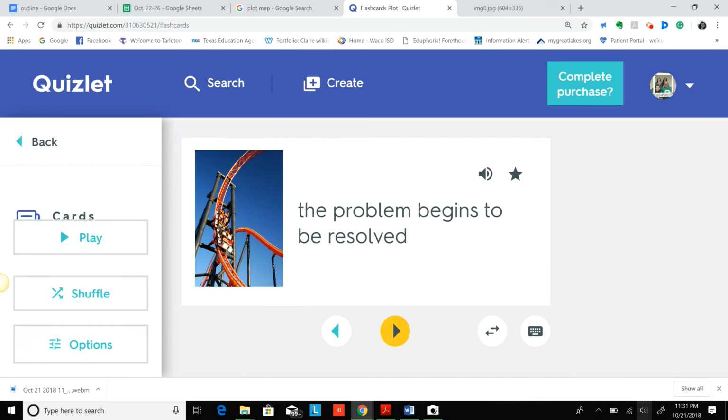All right, the falling action. Okay, this is when they're falling down. Look at that roller coaster. They're already down the roller coaster. The problem begins to be resolved. Okay, they're about to find a solution to the problem. It's starting to get resolved.